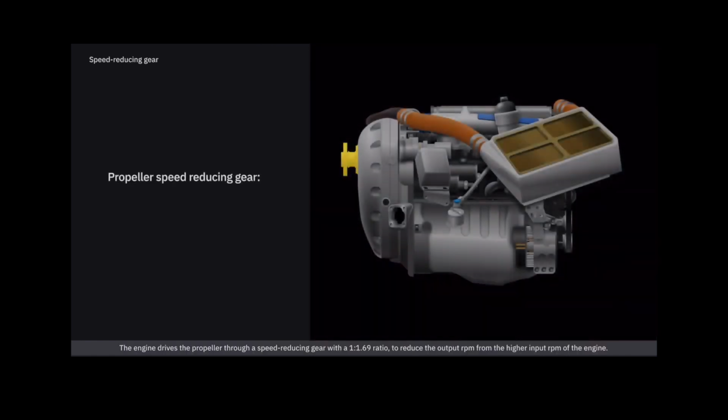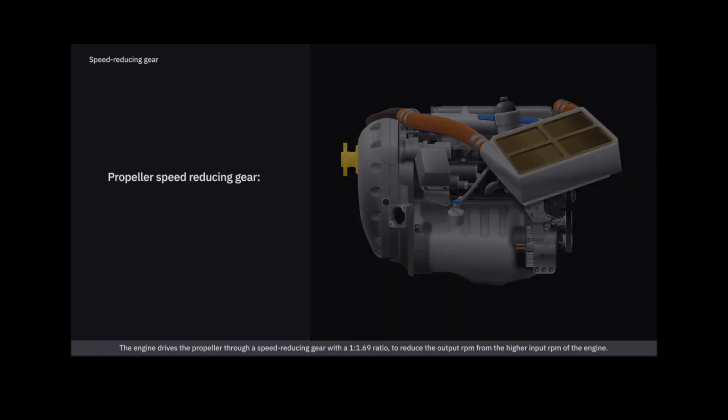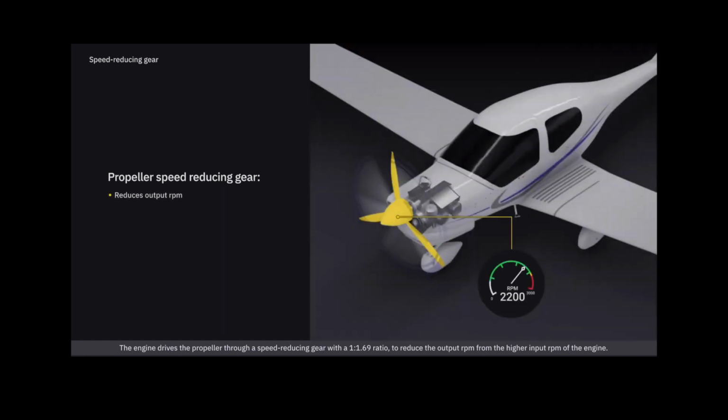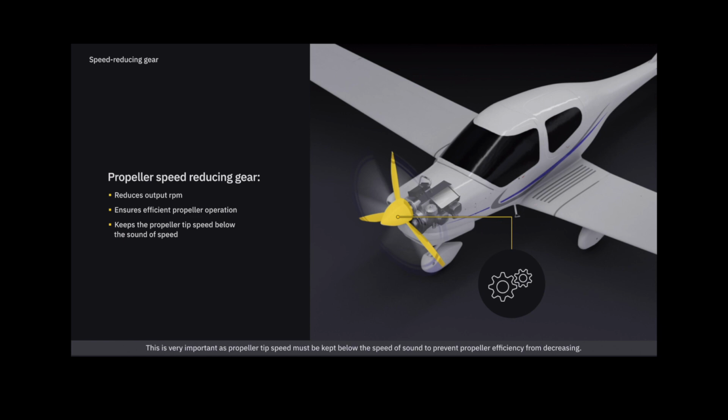The engine drives the propeller through a speed-reducing gear with a 1 to 1.69 ratio to reduce the output RPM from the higher input RPM of the engine. It allows the operation of the propeller within an efficient speed range. This is very important, as propeller tip speed must be kept below the speed of sound to prevent propeller efficiency from decreasing.